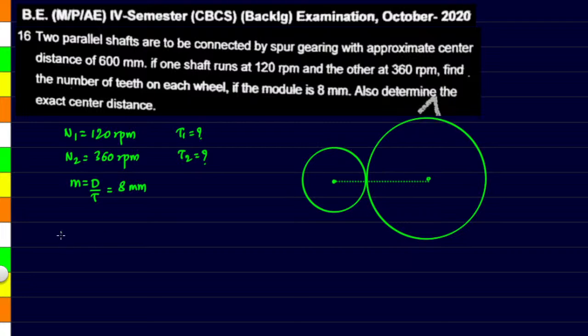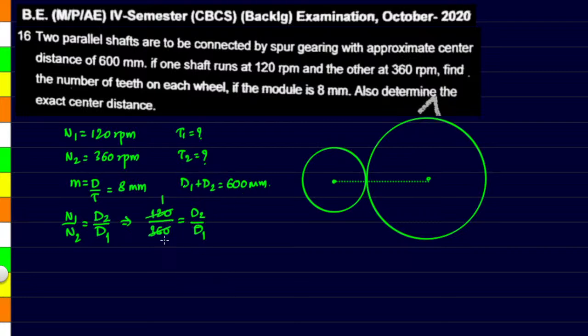First let us go ahead and find the diameters. We all know that the smaller the diameter, the higher will be the speed. So speed is inversely proportional to the diameter. So N1 by N2 will be T2 by T1. Using this, we get 120 by 360 equals D2 by D1. And we know the center distance is given as 600. Center distance means the sum of the two diameters, that is D1 plus D2 is 600 mm. We need to use both of these in order to find the diameters.